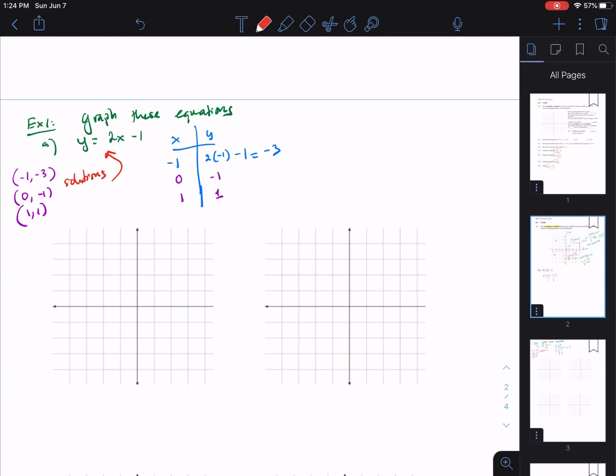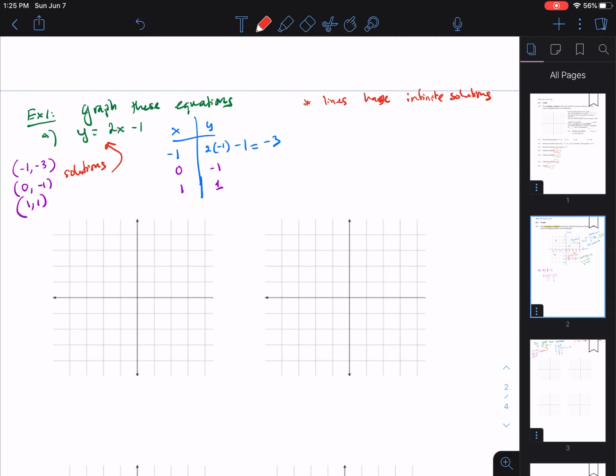It turns out that lines have infinite solutions. Meaning, you give me an x, I can figure out y, right? So it doesn't have to be whole numbers. We pick whole numbers to get the pattern here and graph the equation, but it can be decimals, fractions, and anything you want, okay?